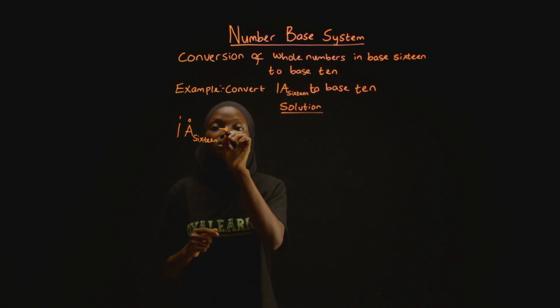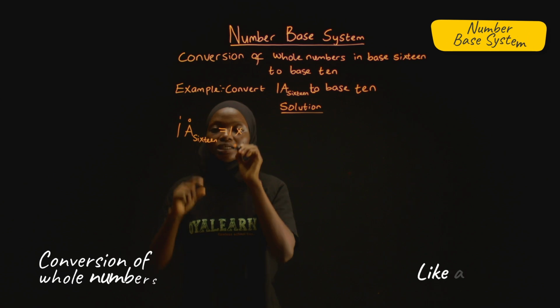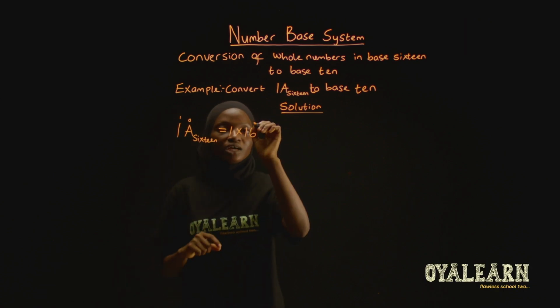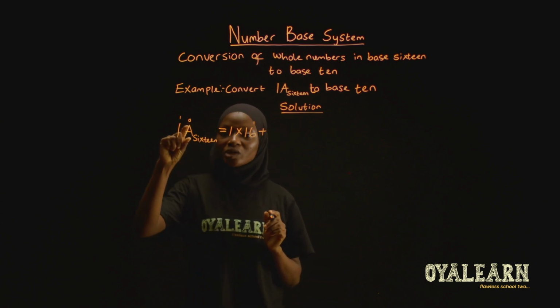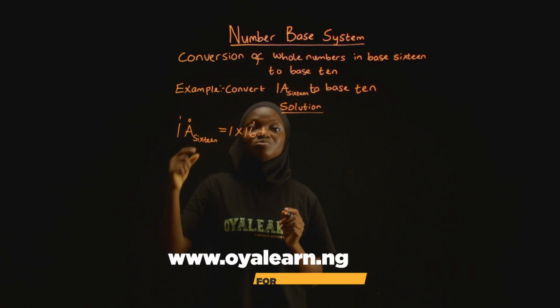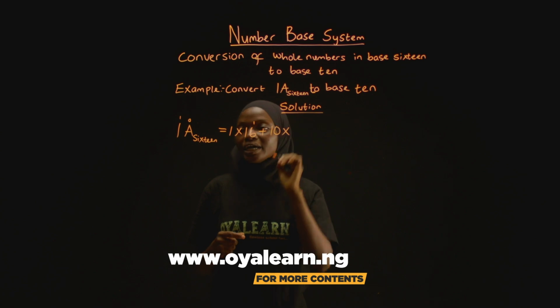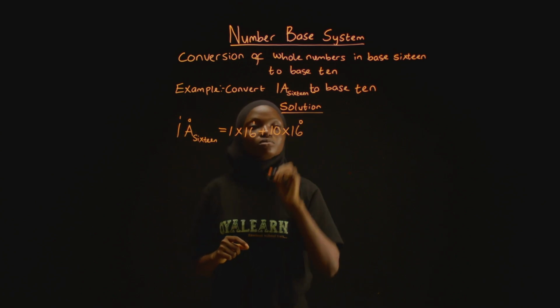Now the next step is, we pick the first digit, 1, multiply by the base, 16, raised to the power of 1, plus the next number, which we have as A, and A in base 16 represents digit 10. So we have 10 multiplied by the base, 16, raised to the power 0.